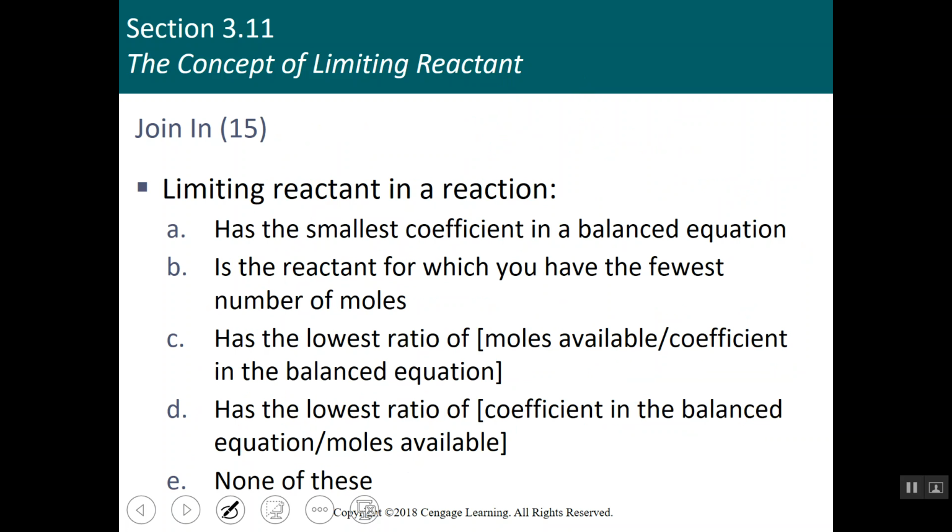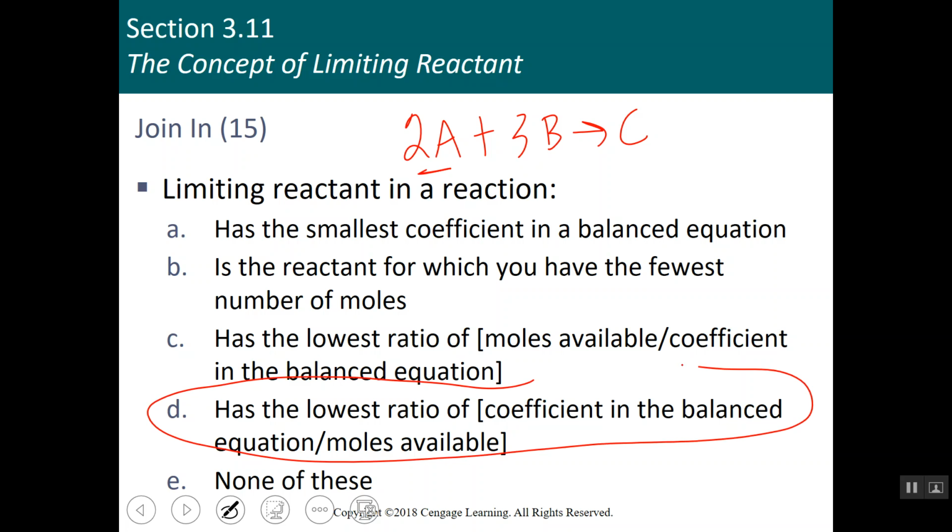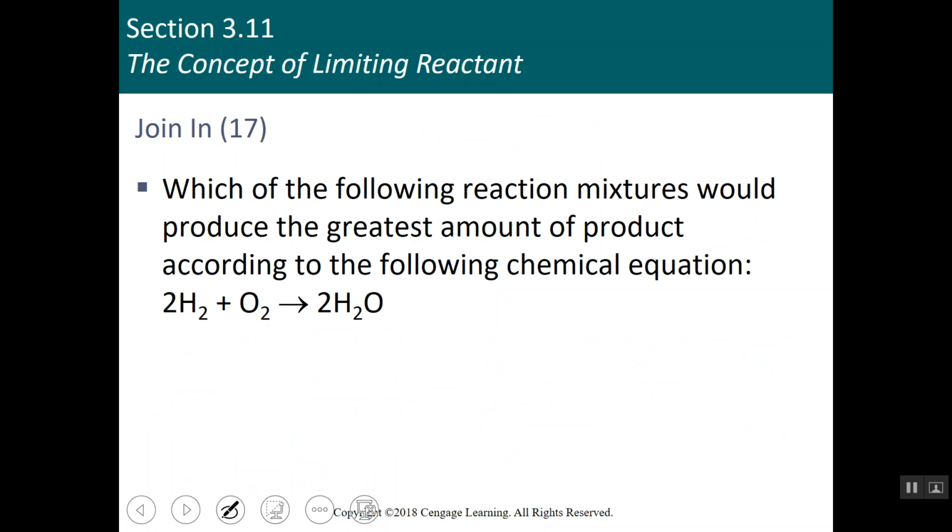Limiting reactant in a reaction has the smallest coefficient. That's not true because in that last reaction, 2A plus 3B gave me C. A had the smaller coefficient, but it wasn't the limiting reactant. The limiting reactant is the reactant in which you have the fewest number of moles. That's not always true either. Has the lowest ratio of moles available to the coefficient, or has the lowest ratio of coefficient in the balanced equation to moles available. And this was going to be correct because if it has lower moles available, then it's going to be the limiting reactant.